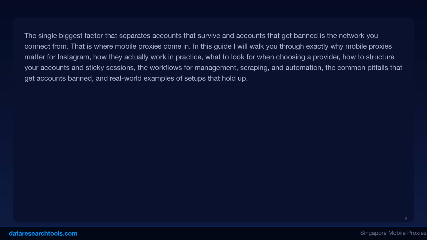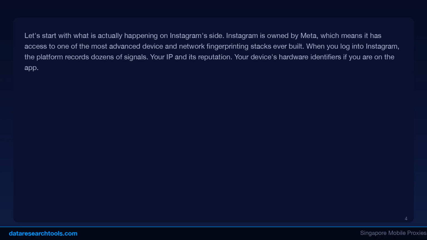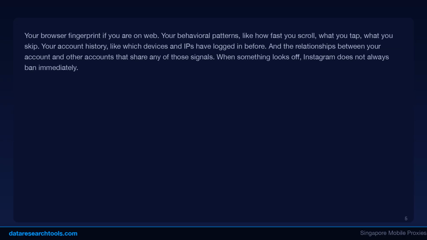Instagram is owned by Meta, which means it has access to one of the most advanced device and network fingerprinting stacks ever built. When you log into Instagram, the platform records dozens of signals: your IP and its reputation, your device's hardware identifiers if you are on the app, your browser fingerprint if you are on web, your behavioral patterns like how fast you scroll, what you tap, what you skip, your account history like which devices and IPs have logged in before, and the relationships between your account and other accounts that share any of those signals.